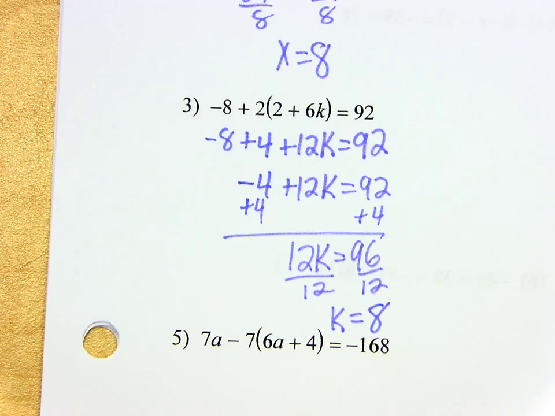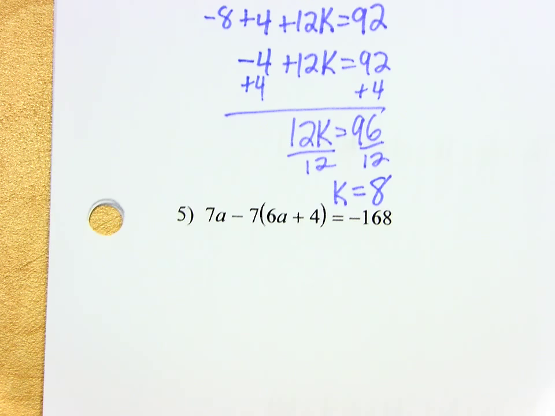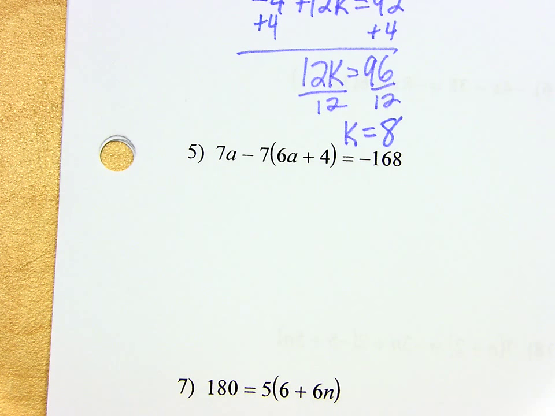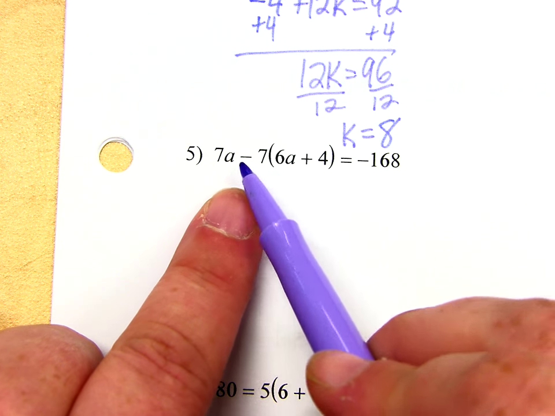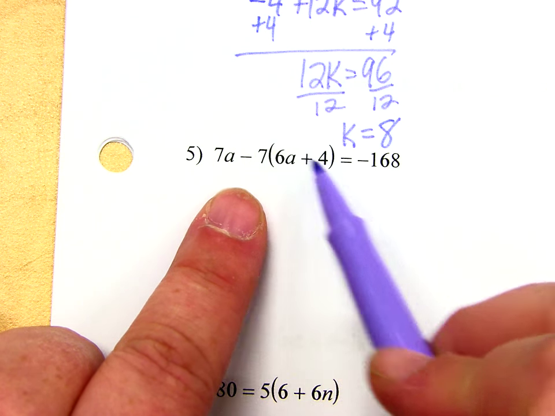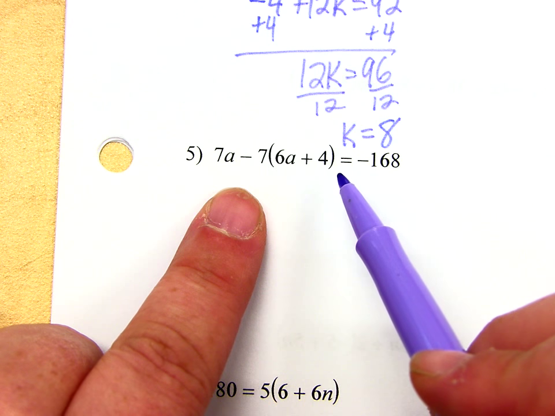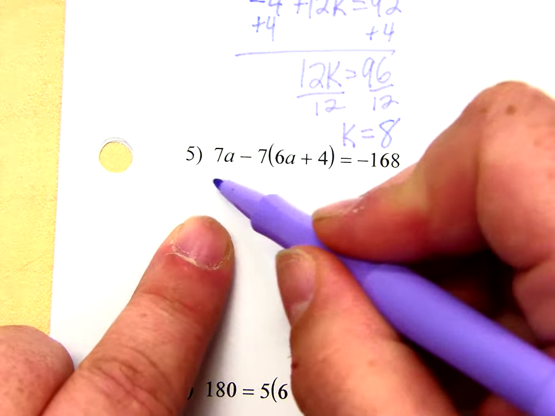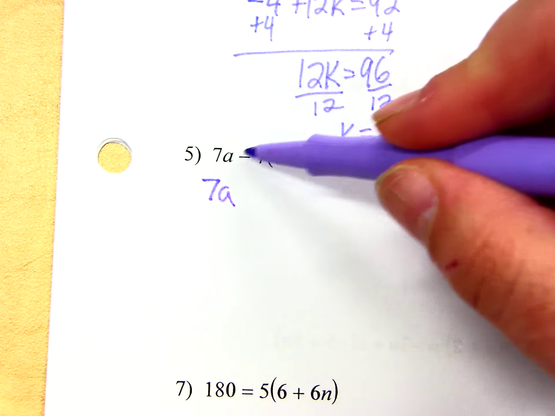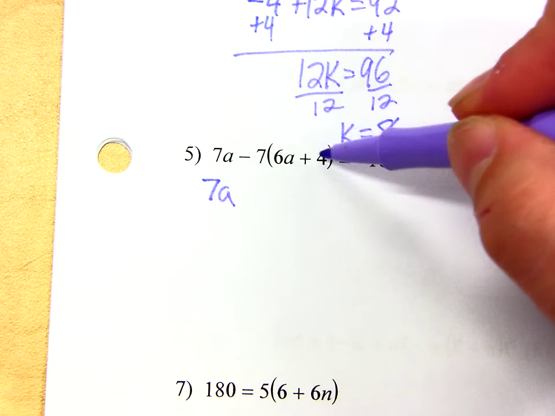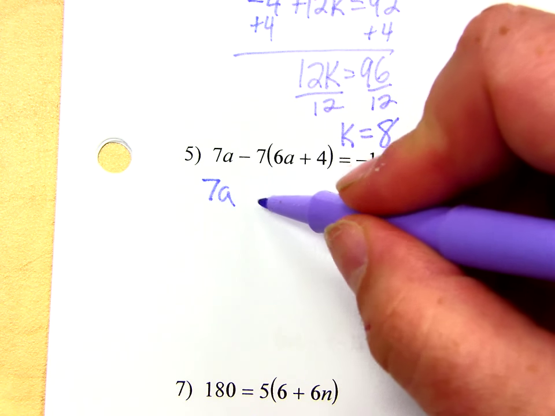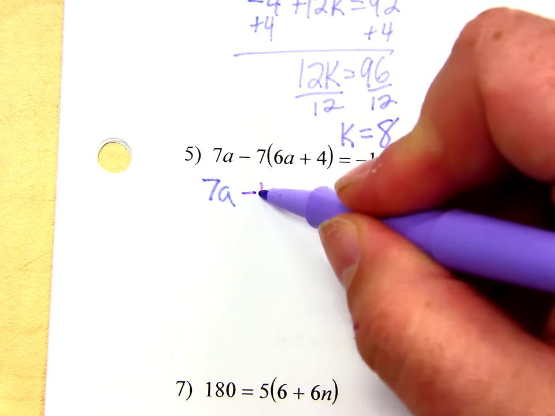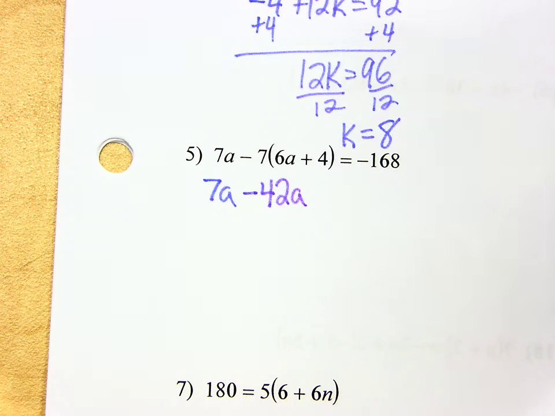So when you see one like number 5, it's the same idea, but be careful. Everybody watch. See how this is a negative 7? When you distribute that, I want you distributing a negative 7 to both. You follow me? So, you would have 7a, and now you're going to do negative 7 times 6, and negative 7 times 4. What's negative 7 times 6? Yeah, so right there should be a negative 42a.